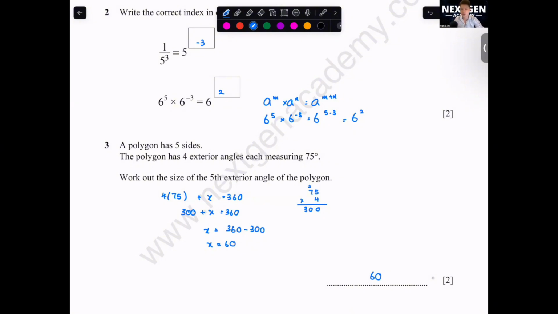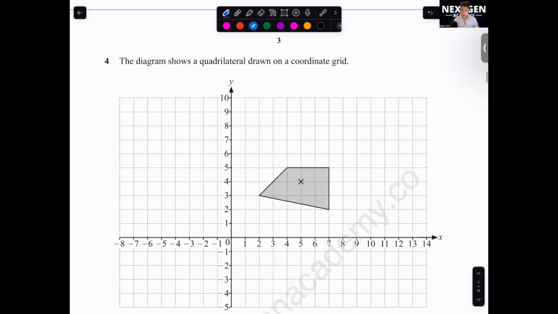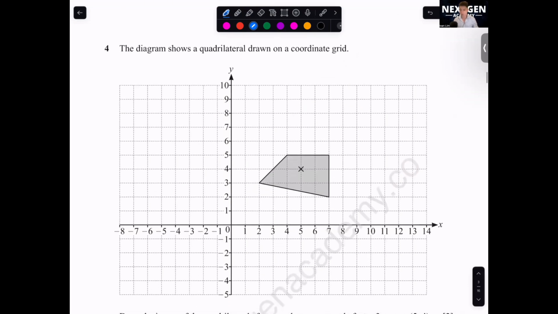Can we use a calculator? No, cannot. This entire paper cannot use a calculator. Is it always 360? Yes. Always 360 degrees for exterior angles. For interior angles, you follow the interior angle formula.